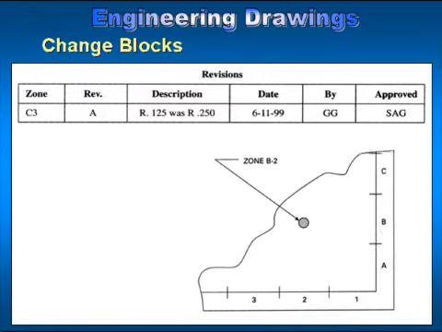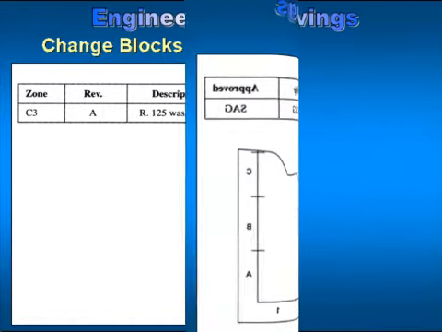The zone is the drawing area in which the change was made. The description or revision describes the revision that was made, what the specific change was, and the extent of the change. The date is simply the date given, or when the revision was in effect. By is the person who made the revision of the drawing, and approved is the person who approved the revision.